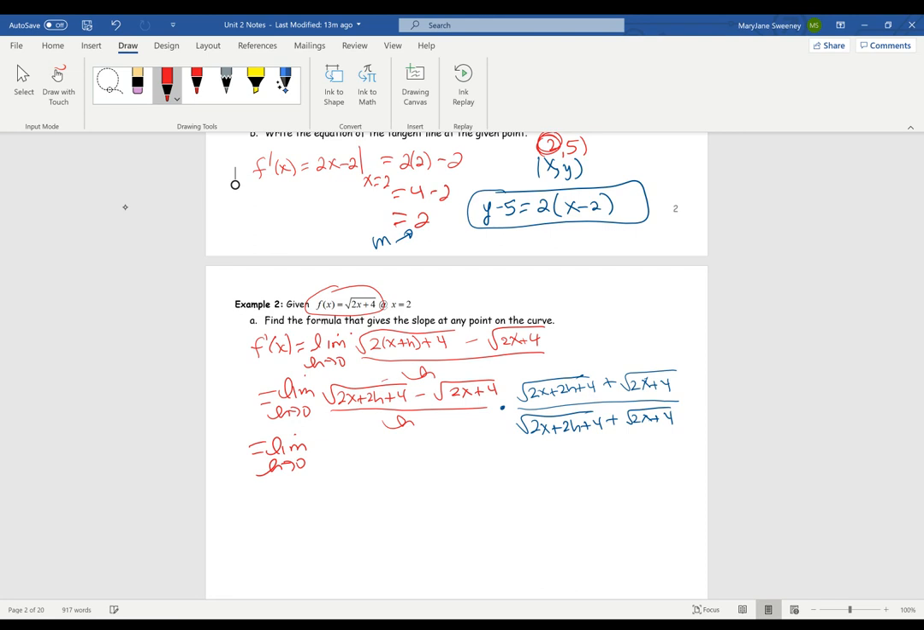So here, if I do firsts, I get 2x plus 2h plus 4 without the radical. Outers and inners are going to cancel out. Lasts are going to be minus the 2x plus 4. I do have to put that in parentheses so I know to distribute my negative. On the bottom, I have h times square root of 2x plus 2h plus 4 plus square root of 2x plus 4.